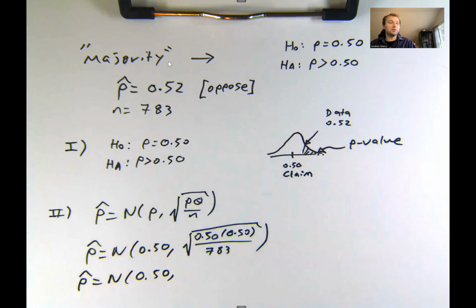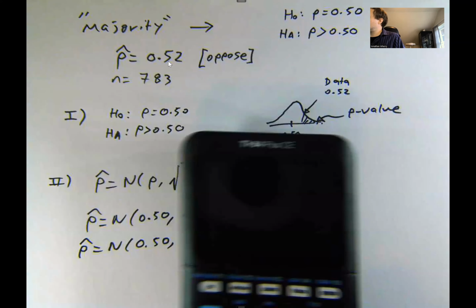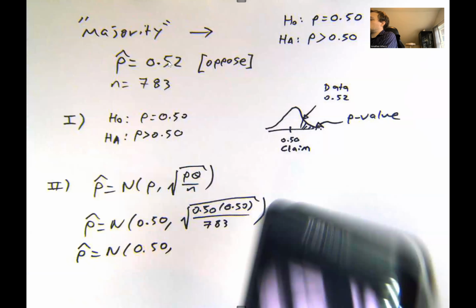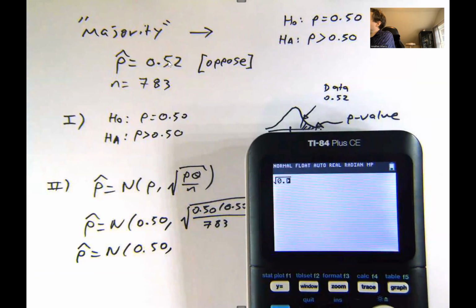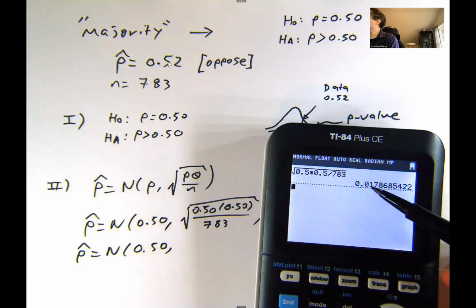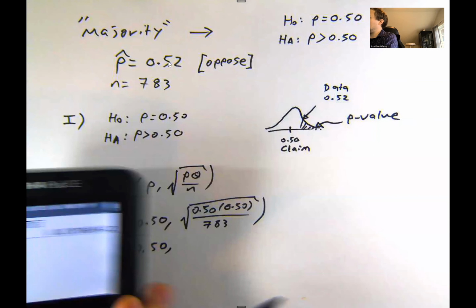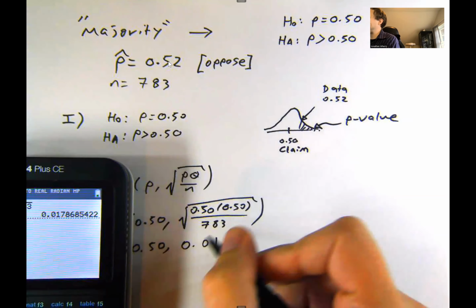I'm going to type that into a calculator to see what I get. I've got the square root of 0.5 times 0.5 over 783. That gave me a standard deviation of 0.0179 or so.